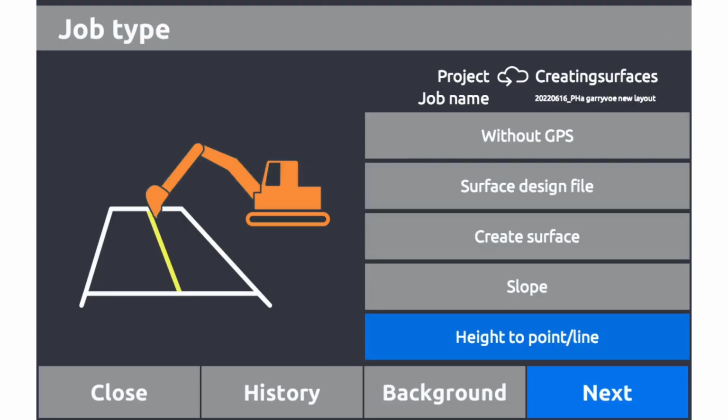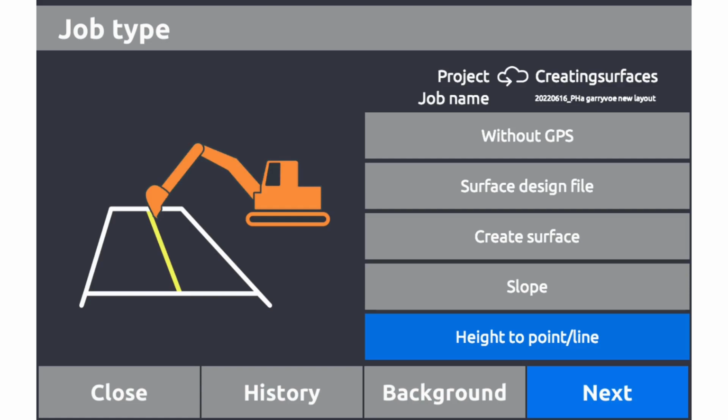And the last function is the height to pointer line. So basically, if you had line work, you could have a line, we'll say, and you could have a line offset at a different height, and you could select the two lines, and it'll create that slope for you.